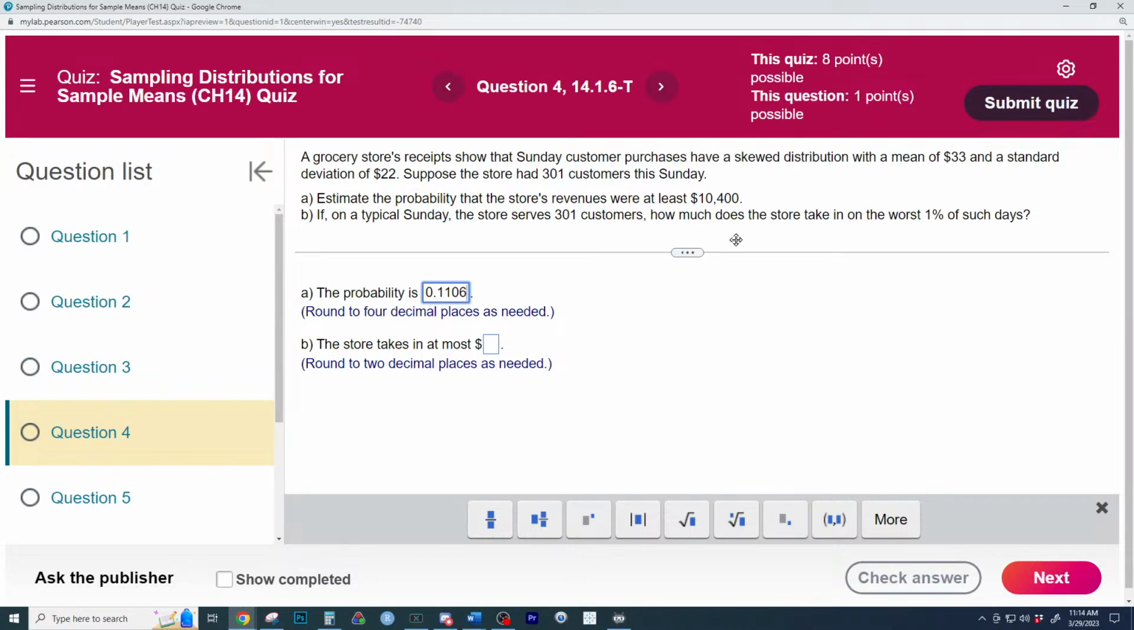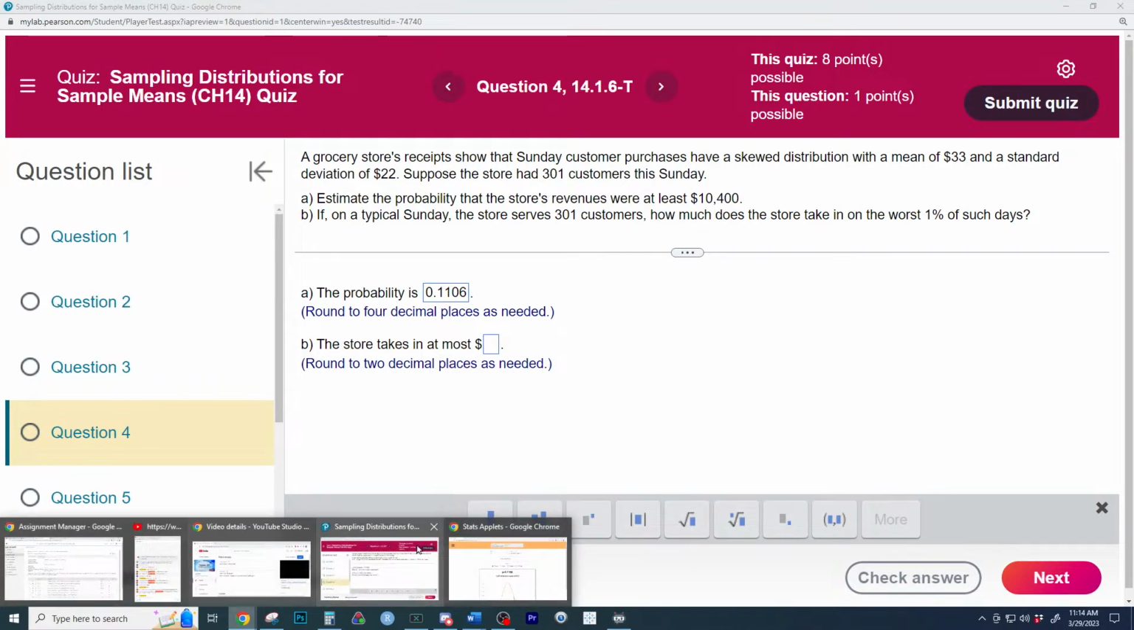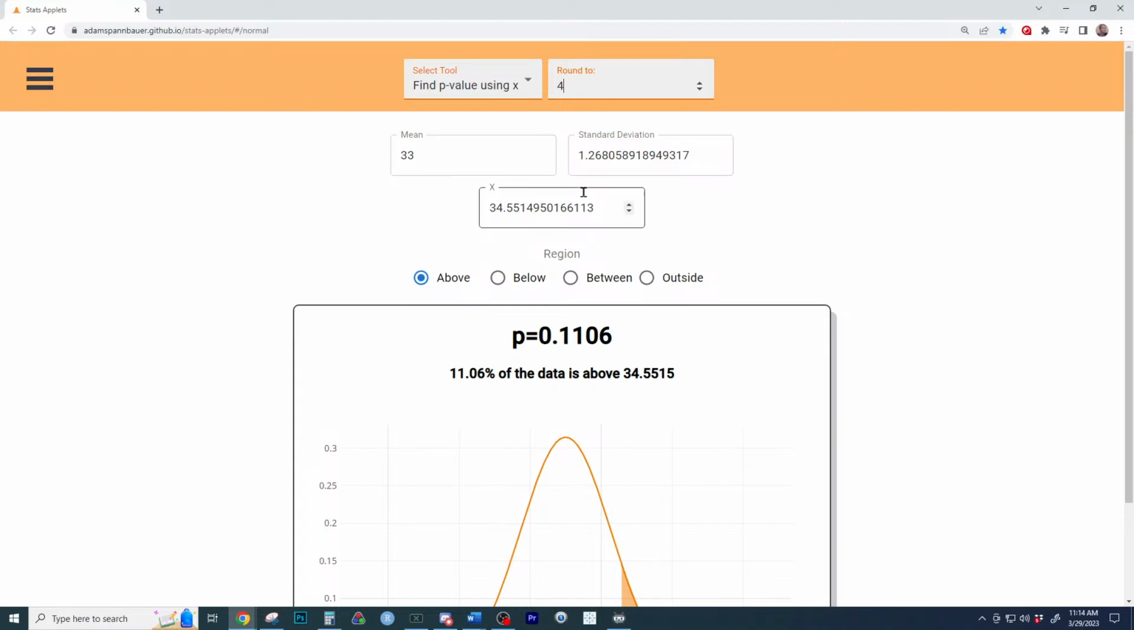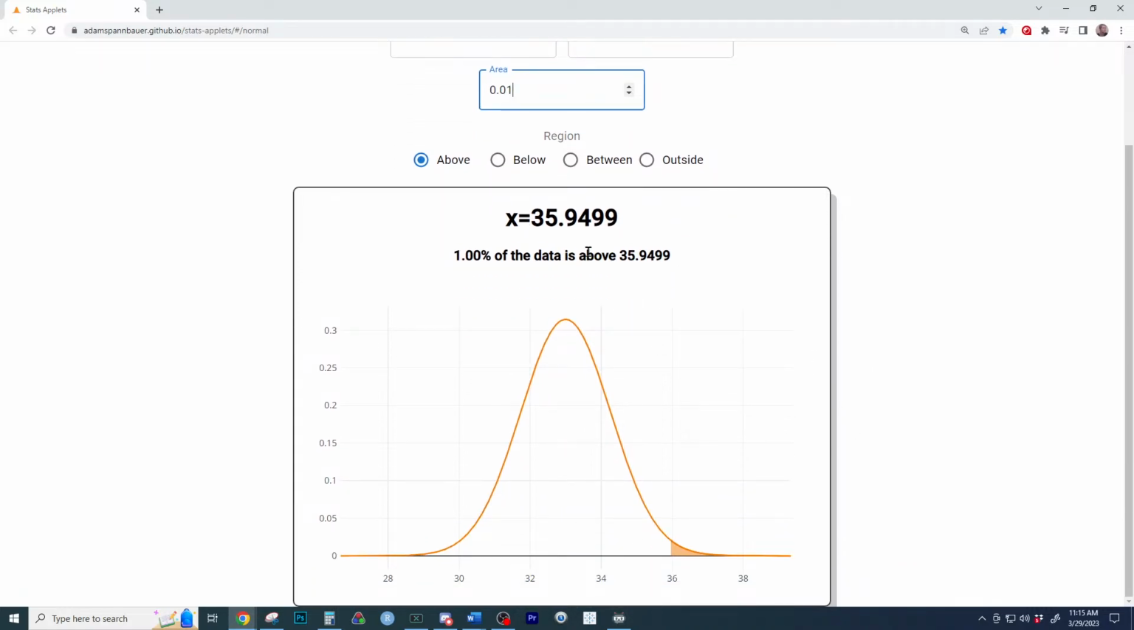Now it wants to know the best 1% of days. What's really great is, since we have everything already set up on the app right here with all of our decimals, we can go back here to where we find a value of x using the probability, which is kind of the p-value. We're going to go here to the top 1%, which is all the way over here on the right side of the curve.